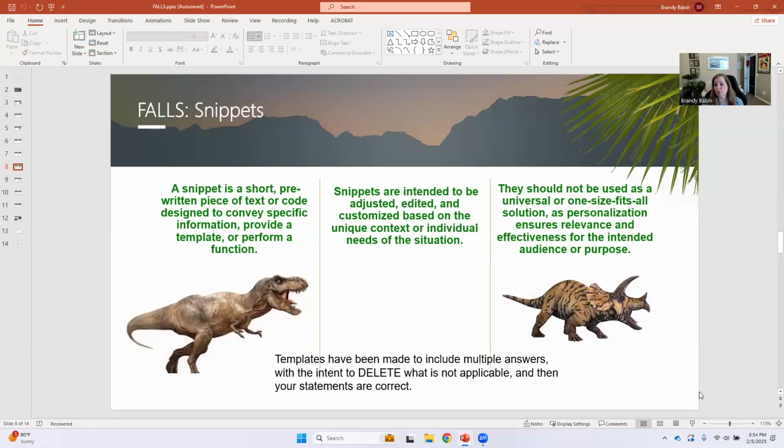And if you can't remember what to fill in, I've given you that template where you can fill that stuff in. So templates have been made to include multiple answers sometimes with the intent to delete what is not applicable, and then your statements are correct. So you've either got a blank template, a template that's filled in that needs to be deleted, or you're going to customize the snippet. But again, snippets are intended to be adjusted.